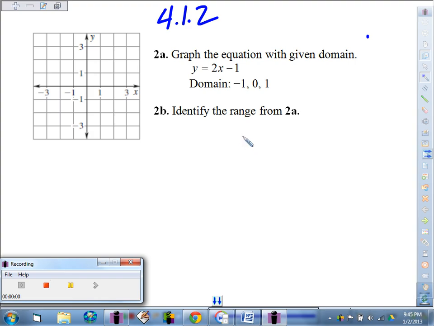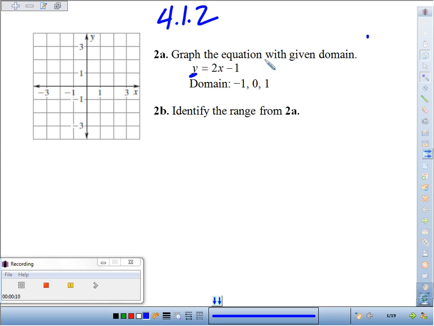Learning target 4.1.2 asks us to graph a function with a given domain and then identify the range. If we look at this particular equation, it's nice. We've already got y solved by itself, so we can make a table of values, x and y. The key here is they gave us the domain, and the two key letters in domain are the IN. So they're telling us the numbers that they want us to plug in. The only numbers they want us to plug in are -1, 0, and 1.